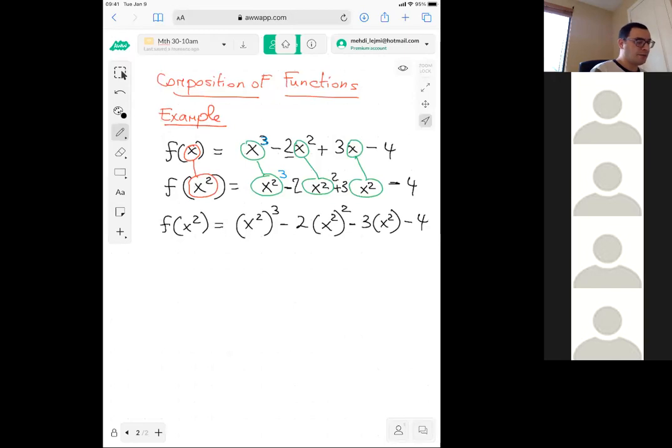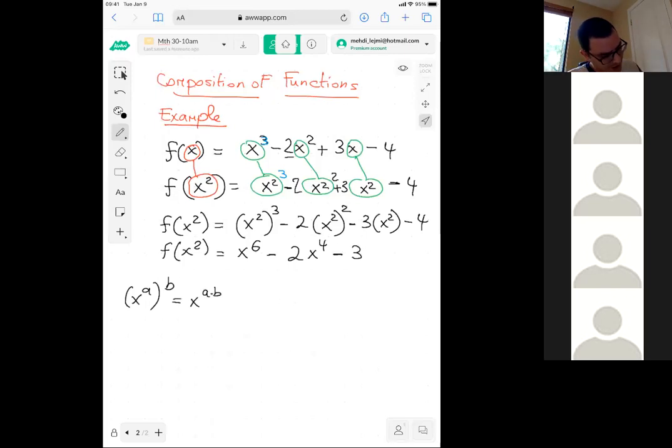Now, guys, remember the power rule. If you have x to the power a, to the power b, that will be x to the power a times b, right? So this f of x squared would be actually x to the power 2 times 3, that would be 6, minus 2 x squared squared, that would be x to the power 2 times 2, that would be 4. Here it's just minus 3x squared, there's only one power, and then there's minus 4.